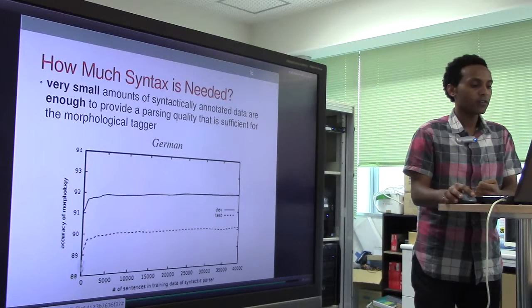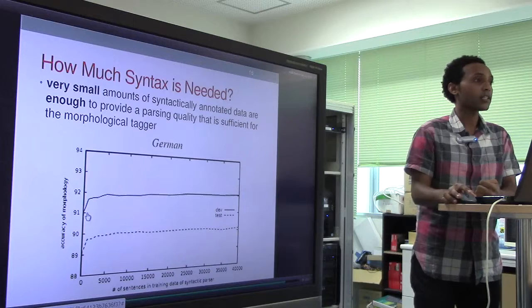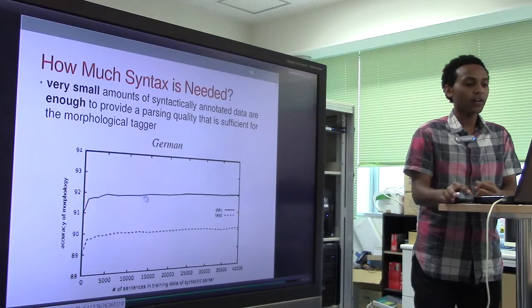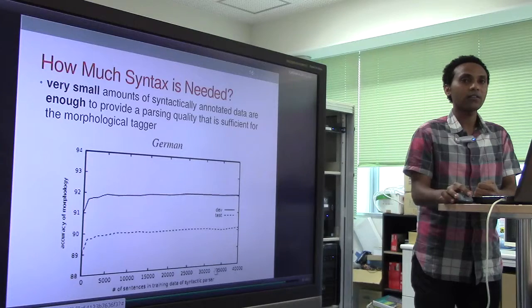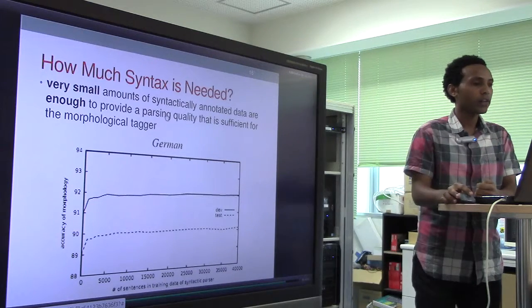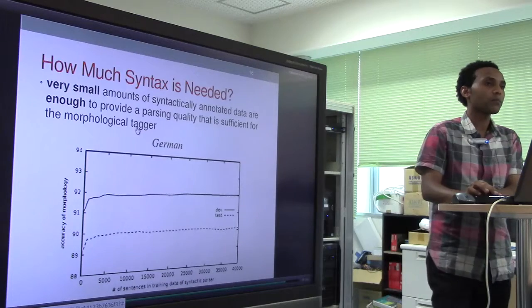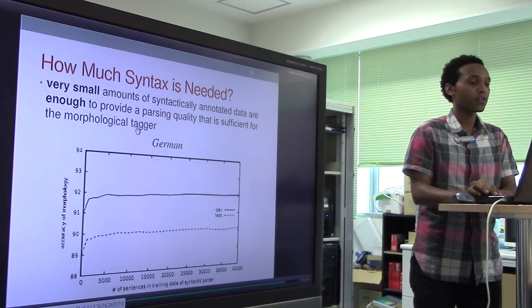As we can see, the graph became flat at the start of the experiment, when the number of sentences is about 1,000. It didn't show that much increment in the accuracy, even though the data is increased. So a very small amount of syntactically annotated data is enough to provide parsing quality that is sufficient for morphological tagger prediction. This was also another conclusion that they reached.